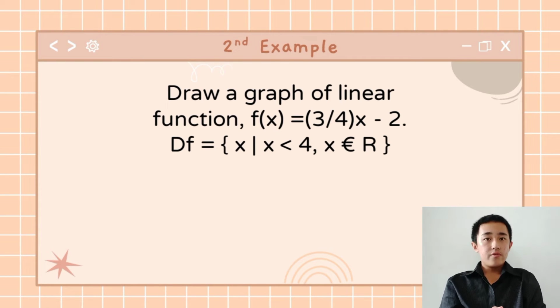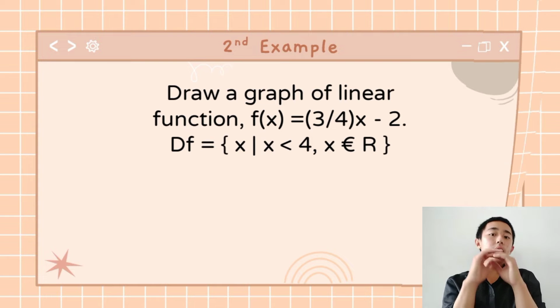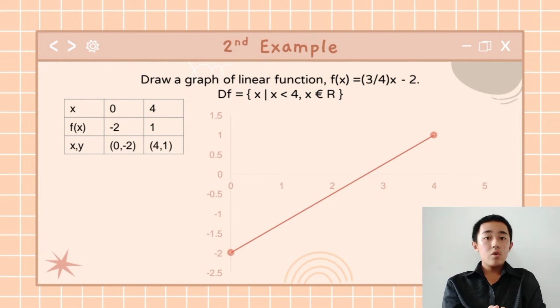Draw a graph of the linear function f(x) = 3/4x - 2 with domain x < 4 and x is a real number. We make the table and there's a 4 and a 0. Why is there a 0? It's because the question only gives one limiting number, so we could pick the other number that is smaller than 4. And why did I pick 0? Because it will make our job easier. So that's why we use 0.